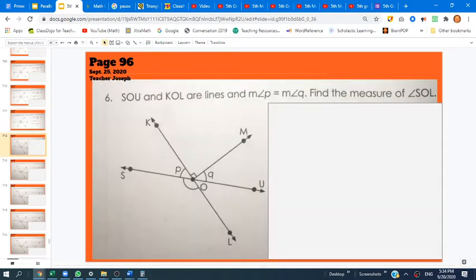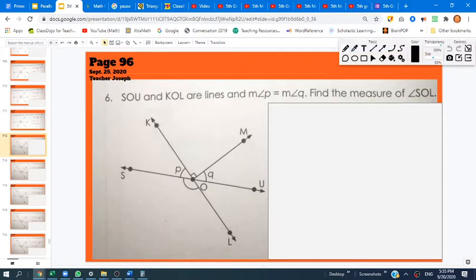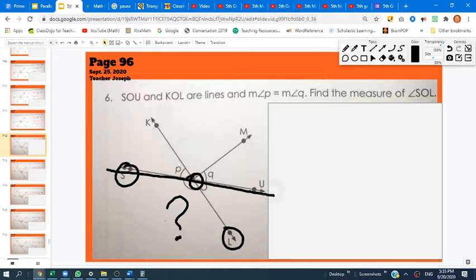All right, so if we go on to our next problem, boys and girls, we need to find the measure of SOL. Let me just show you that on the board right here. SOL is right here, so we don't know the measure of this angle. But what we do know is that SOU, this line right here, is 180 degrees, and KOL is also a line, so this is also 180 degrees. And the measure of angle P and Q are the same. So this one and this one are the same.